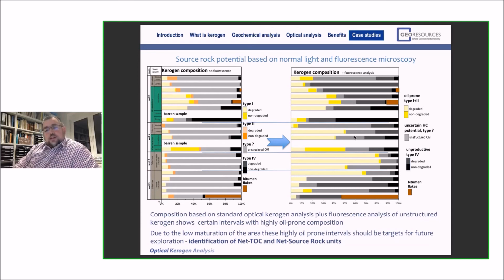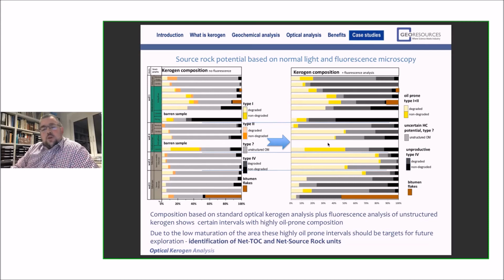So the type 2 and type 3 that we see in the RockEval analysis is in fact different mixtures of type 1 and type 4. And now we go back to the example I showed you before, how we can calculate the hydrogen and oxygen ratios from the different mixtures. It's just a mathematical issue to recalculate different hydrogen and oxygen ratios from these different mixtures.